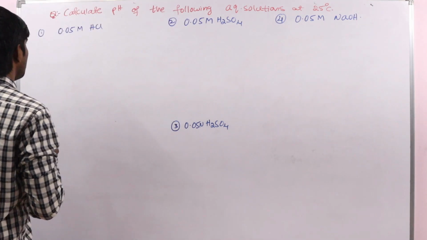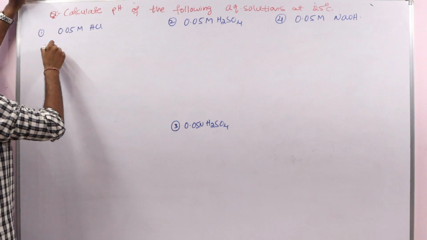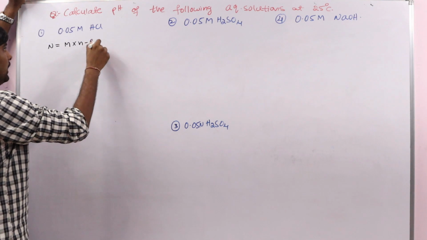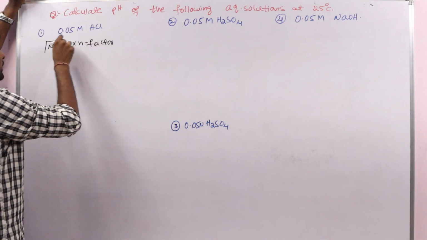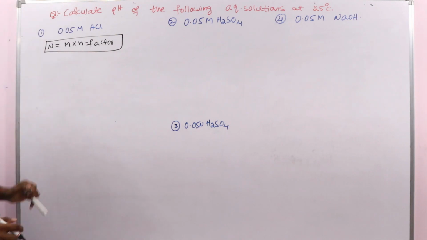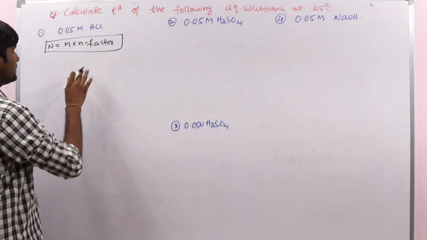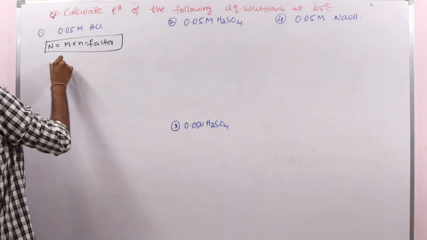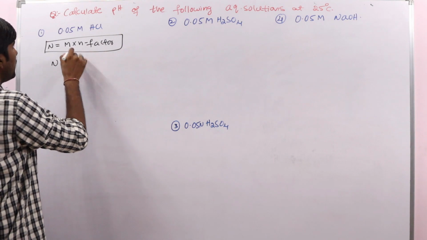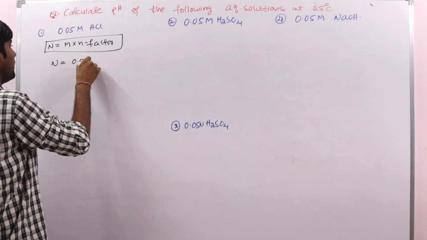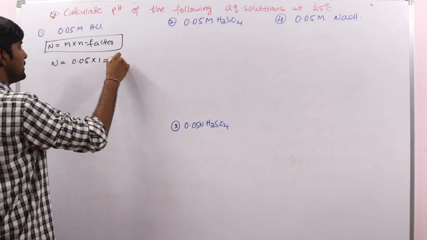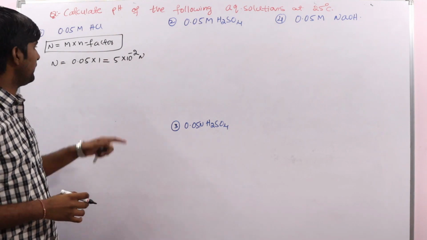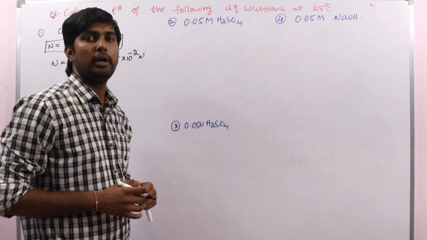So for HCl, what is the formula to calculate normality when molarity is given? Normality equal to molarity into n factor, right? For HCl, what is the n factor? For HCl, n factor is 1. So normality equal to molarity: 0.05 into n factor 1, that is equal to 5 into 10 power minus 2 normal. We can write 0.05 as 5 into 10 power minus 2.